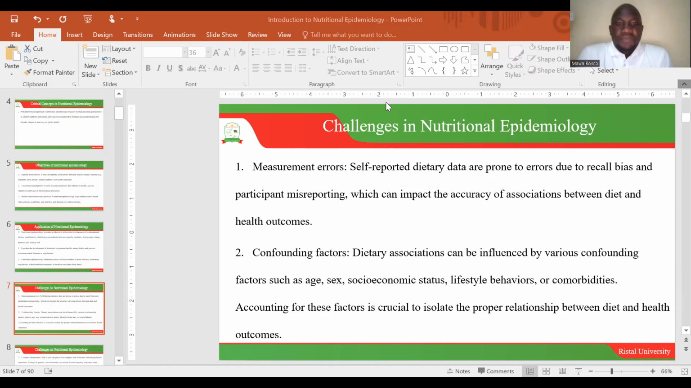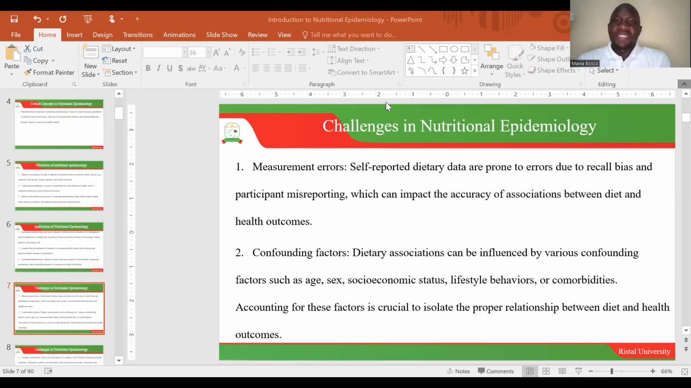The second problem is what we call confounding factors. Confounding factors are those factors that actually can influence the outcome of interest. So you may think that people who eat vegetables are likely to stay healthy or have reduced risks for getting, let us say, hypertension. But you may realize that actually those people may have another characteristic that may also influence the likelihood of getting hypertension.